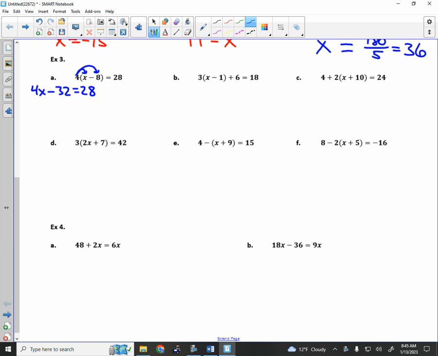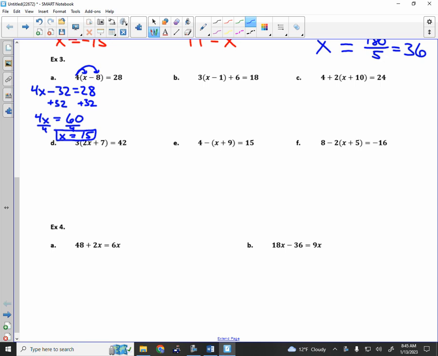Next, I can add the 32 to both sides. And I get 4x is equal to 60. Divide both sides by 4, and x is what? 15.